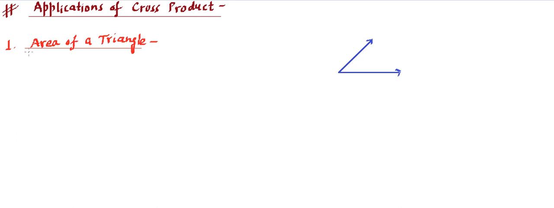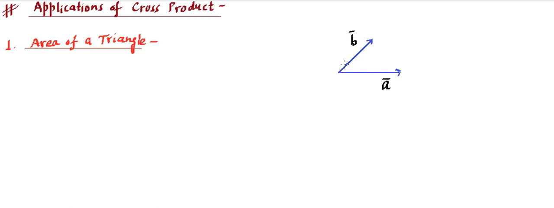So one is to find the area of a triangle. So if a triangle is given to us, we can find its area using the cross product. How? We are going to learn over here. So let's say we have a vector A, that means its magnitude is A and direction is given to us, and another vector B, with magnitude B, and these two vectors are known to us. So we can join the tails of these two vectors. If we join the tails, this kind of structure will become.